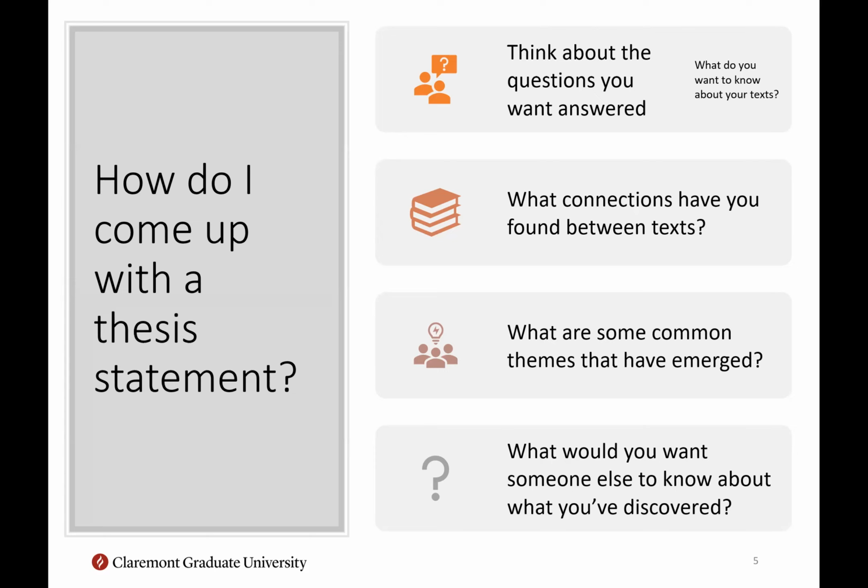And finally, what would you want someone else to know about what you've discovered? The main point in writing a research paper is that it be interesting and that it present new ideas that someone wants to know more about. So think about someone who's not in your class or who is not in grad school at all. What would you want to tell them about the work that you're doing? What do you think would be interesting? That might be a starting point for coming up with that research question that's going to provide an intriguing base that you want to build a paper upon.